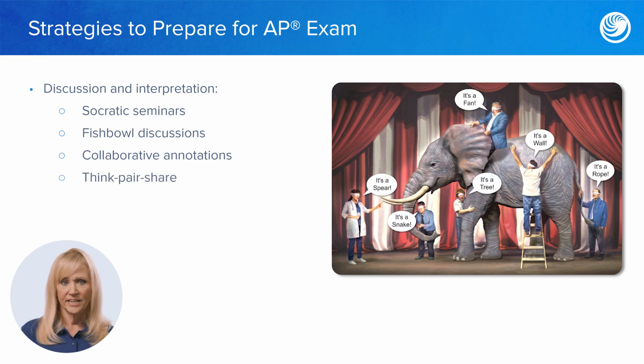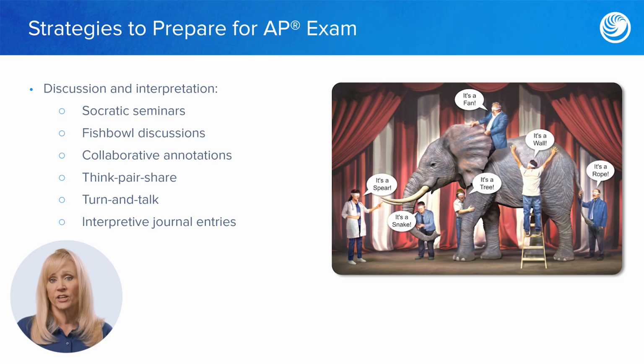Try collaborative annotations where students mark up a passage together on a whiteboard, a shared Google Doc, or a big chart paper. They can highlight literary devices, ask questions, or drop in their thoughts. And it's especially great for students who might not feel ready to speak up just yet. Think, pair, share, and turn and talk are quick ways to get everyone thinking before whole class discussion. Or toss out a text-based challenge. Give the class a claim like, "The narrator can't be trusted," and have them find evidence to prove or disprove it.